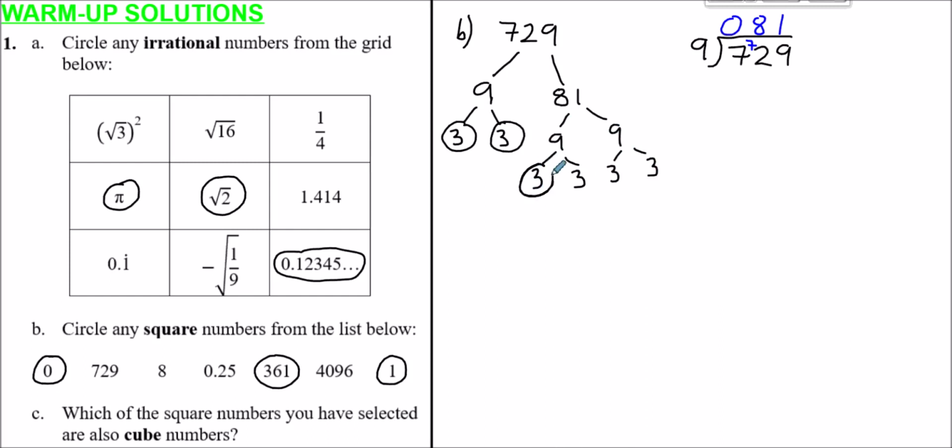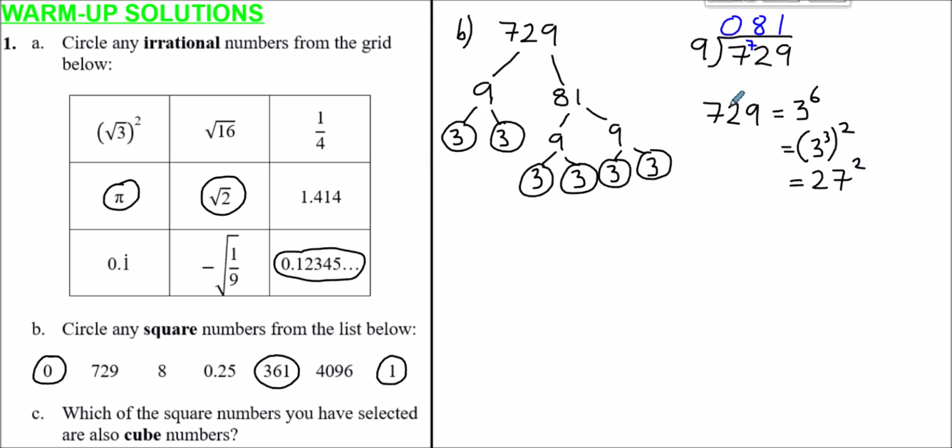So although a calculator could have told you this, it's nice to do some things yourself in life. We've proven that 729 is actually 3 to the power 6, which is the same as, using the laws of indices from the previous lessons, 3 cubed squared. In other words, 729 is 3 cubed, which is 27, squared. If you square root 729, you get 27. Therefore, 729 is itself a square number.